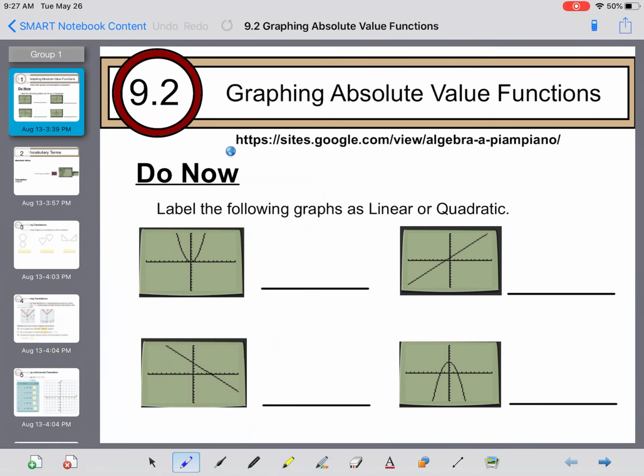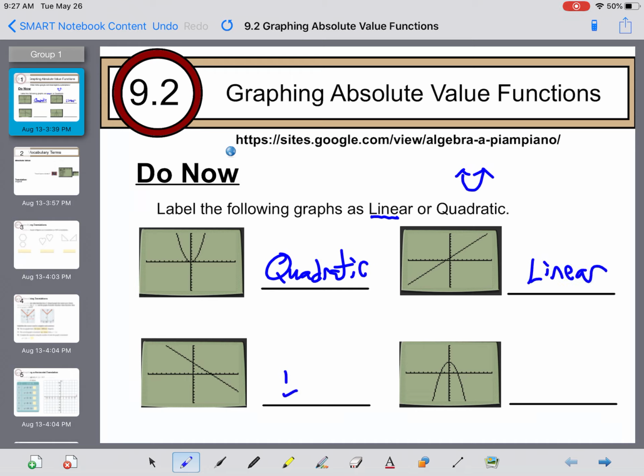Hey everybody, this is graphing absolute value functions, section 9.2. The do now, all they're asking us to do is label the following as linear or quadratic. Remember, linear functions make straight lines, quadratic functions make those parabolas that we worked with last week.